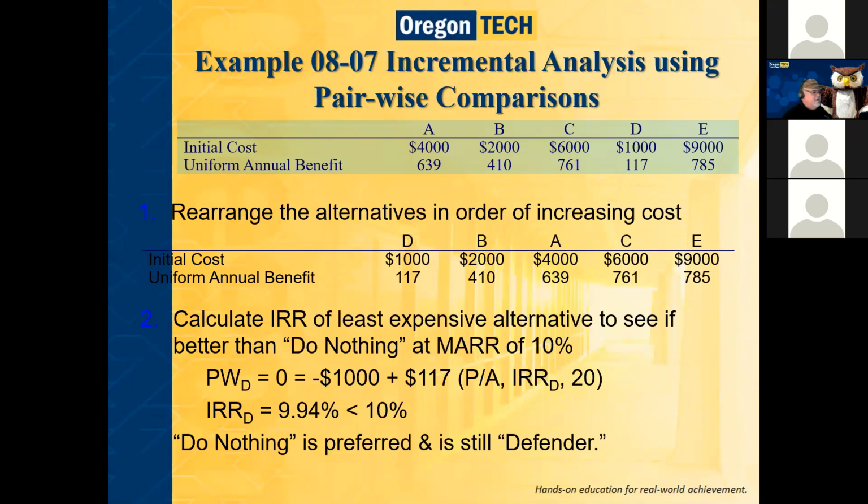here's the last example I'll use tonight. It's 8.7, income analysis using pairwise comparisons. Now then, I exceeded my margins. Basically we've got a whole bunch of these, and the first thing they tell you to do is they give these initial costs and annual benefits. Cool. Well, uniform annual benefits, that'll tell you some things.